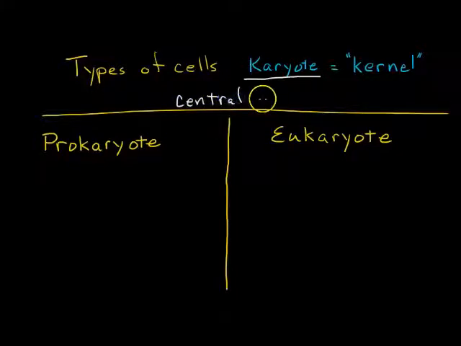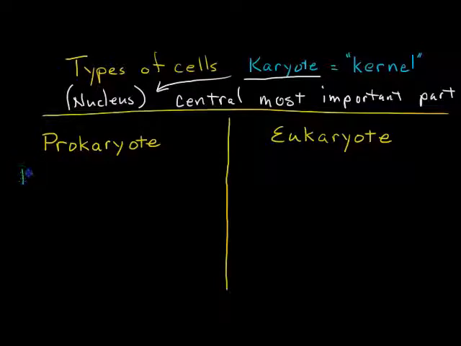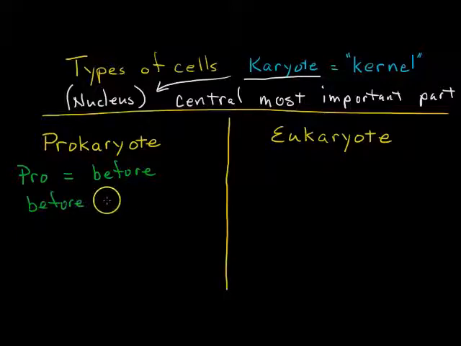central, most important part. So in other words, karyote, or the kernel, refers to the nucleus of a cell, which is the central, most important part. And so when we look at the term prokaryote, the prefix pro means before. So prokaryote means before the nucleus, or before the kernel.